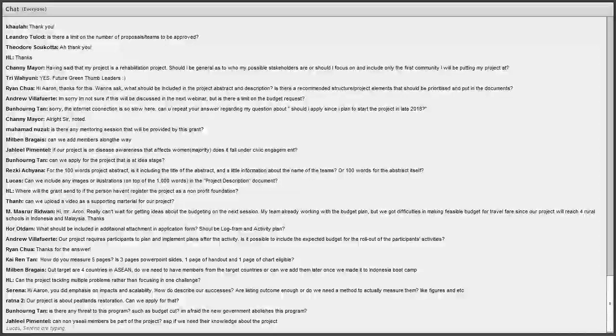What should be included in the additional attachment in the application? Should be a log frame and activity plan. So Hora Adam is asking whether you should put in a work plan, what should be included in those additional 5 pages. And I think a lot of people are asking about this actually. So the 5 pages is your chance to showcase your project in any way that you think is best. A more feasible project will certainly be funded more. So a work plan showing how you're going to do it is certainly a great way to do this.